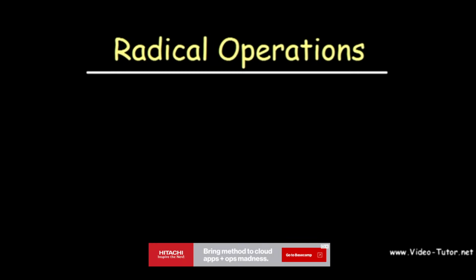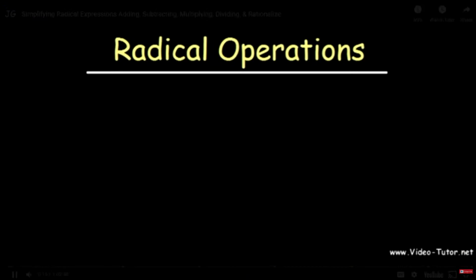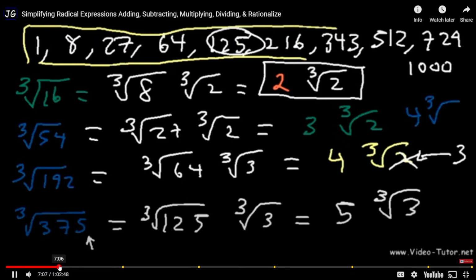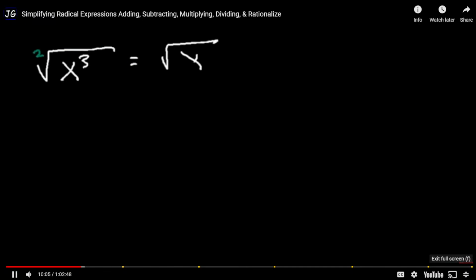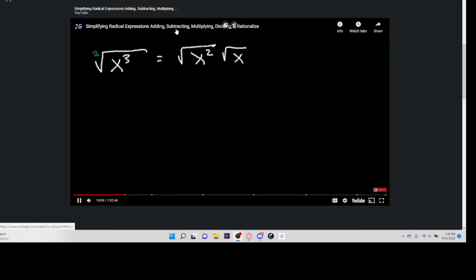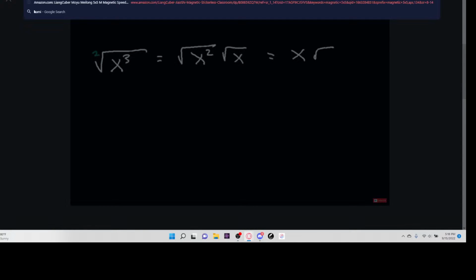In this video, we're going to focus on how to simplify radicals, including radicals with variables. We're also going to focus on how to add and subtract radicals, how to multiply radicals and divide them, including how to rationalize the denominator and when to multiply by the conjugate. So let's start with simplifying the cube root of 3. Maybe you can split it into the square root of x squared times the square root of x. The square root of x squared is just x times root x.